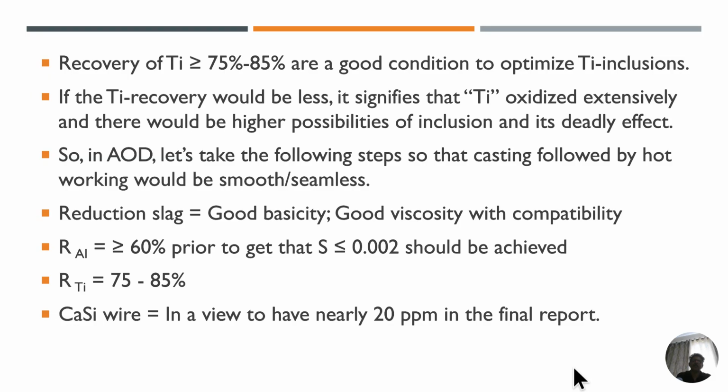Reduction slag: good basicity, good viscosity with compatibility. Recovery of aluminium more than or equal to 60%, prior to which sulfur less than or equal to 0.002 should be achieved. Recovery of titanium 75 to 85%. Calcium silicide wire, with a view to have nearly 20 ppm in the final report.